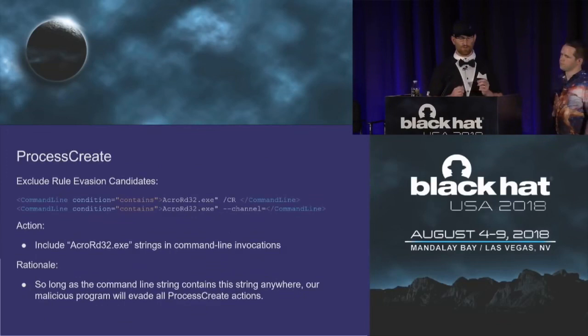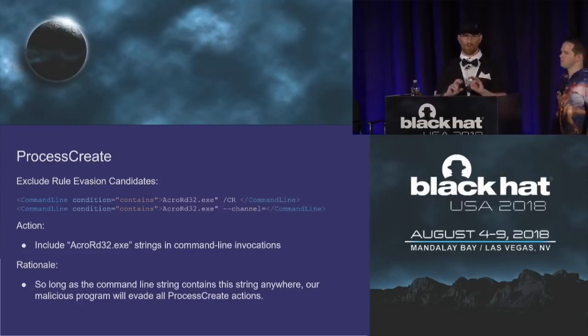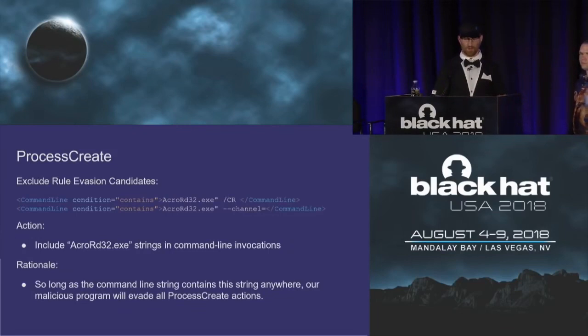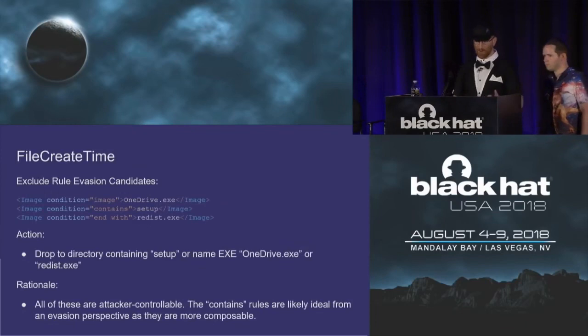And the reason is one of the event conditions that I really like is the contains condition. And that's because I could have anywhere in my command line this thing that will be evaded. So if I have anywhere in my command line acro read 32 and that extra component, then I'll evade all process create rules. Same for file create time.